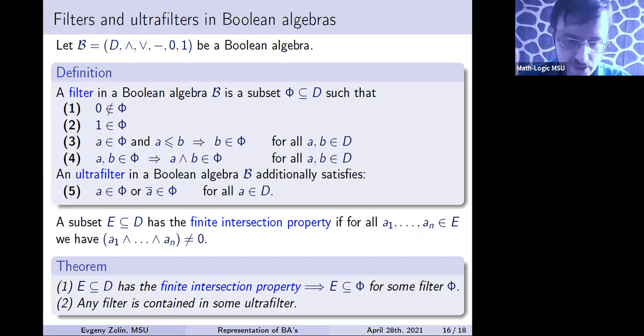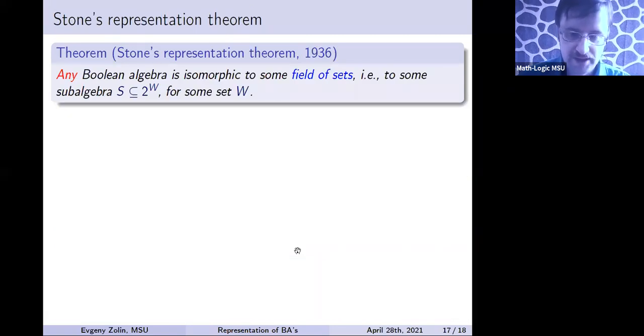Okay, so the whole lecture on filters and ultrafilters can be rewritten for Boolean algebras. The same properties hold. And now we are ready to formulate the main result. I will only give the sketch of the proof. So every Boolean algebra is isomorphic to some field of sets, to some subalgebra of 2 to the power W.